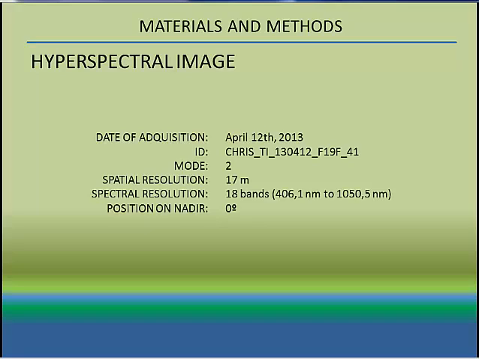A hyperspectral image from the CHRIS sensor was used. The acquisition date was April 12th of 2013, with the identifier that you can see in the slide. This image was taken in mode number 2, the specific one for water applications. It has 17 meters of spatial resolution and 18 bands from 406.1 nanometers to 1050.5 nanometers of spectral resolution. We have used the nadir image, 0 degrees, to avoid the problems caused by the sun angle.